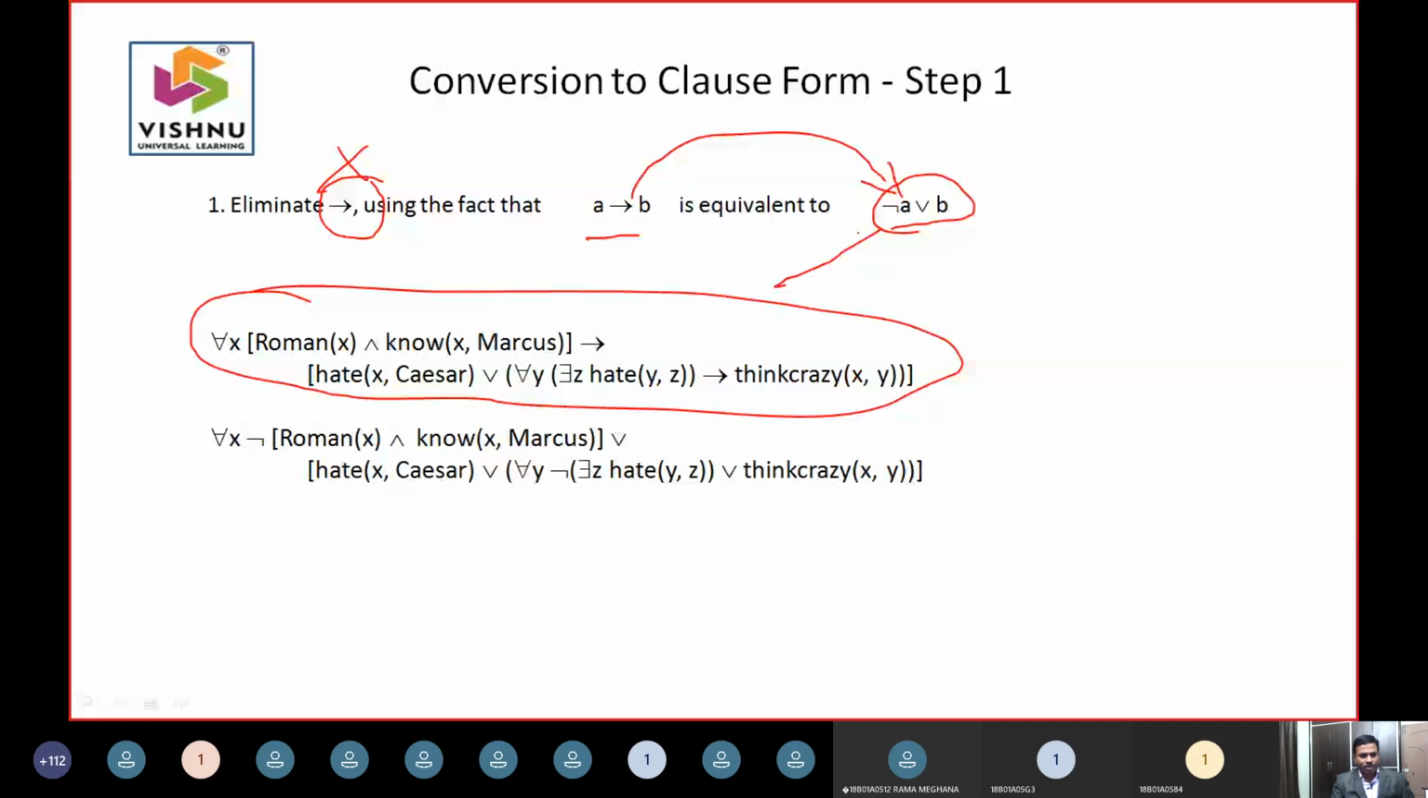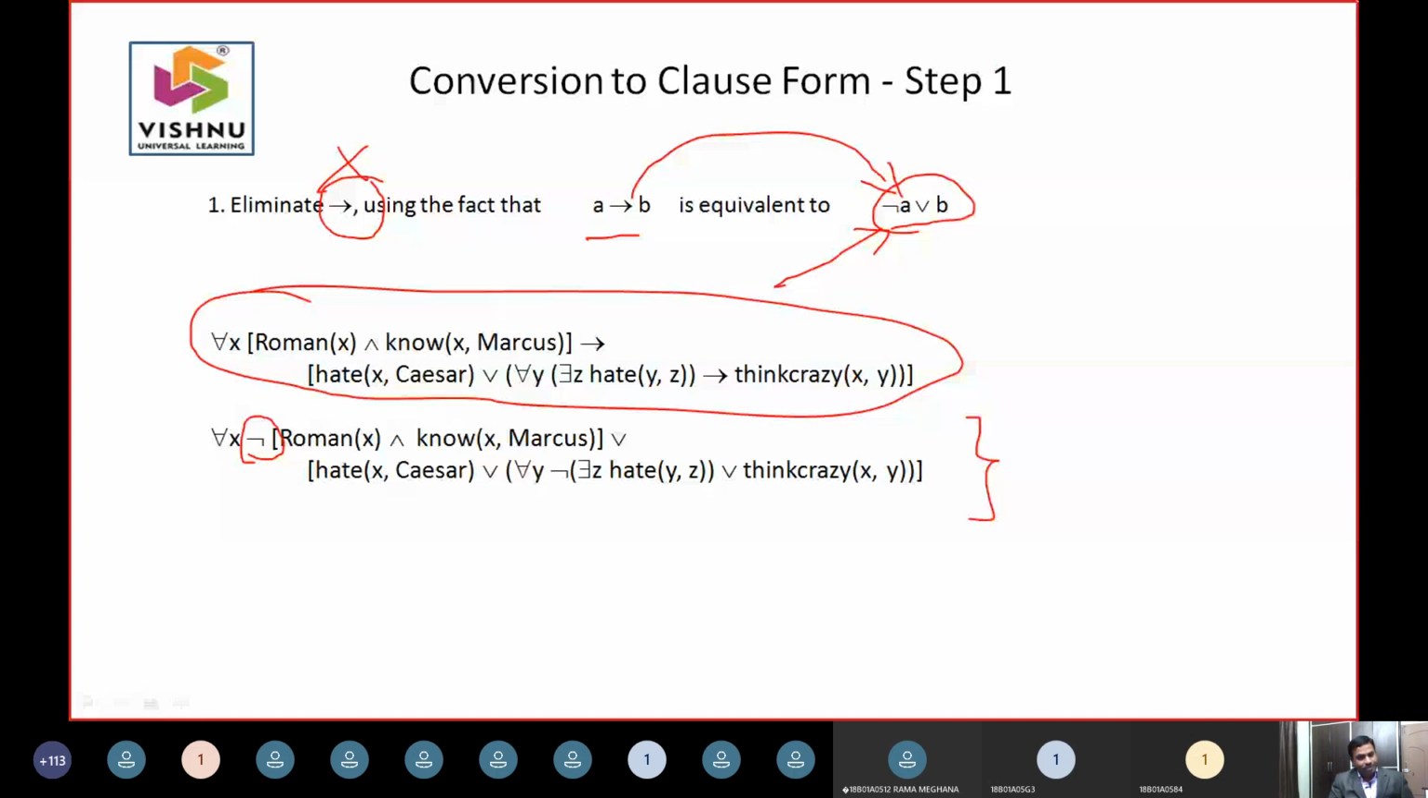So you just apply a negation here. After that, the next step is we try to minimize the scope of negation. So we will apply negation of Roman(x) or not know(x, Marcus) and something like that. So this is the first step. The first step is implicit, and most people can easily understand. This is the nomenclature that you have in the textbook. That is the reason I have come up with different PowerPoint slides.